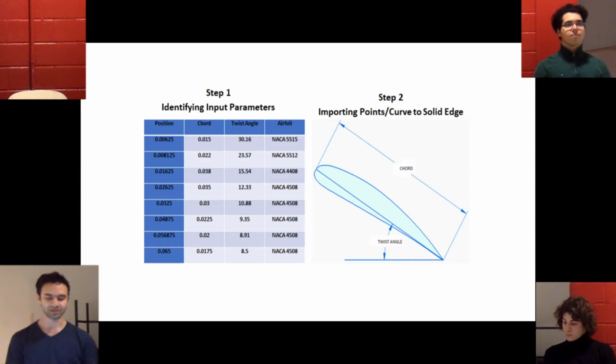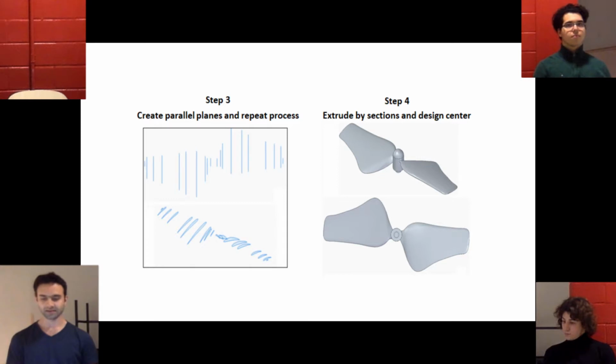And you can see in the picture, we import the points and curves, and we just have to rotate each airfoil section with its respective twist angle. Step 3 was basically to repeat the process in step 2 by creating parallel planes along the radius and again rotating each profile at the respective angle, as you can see in the picture.